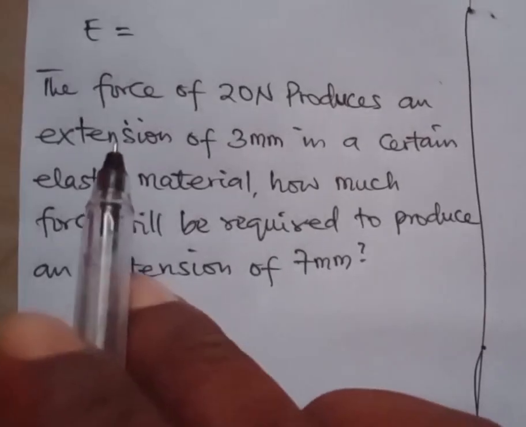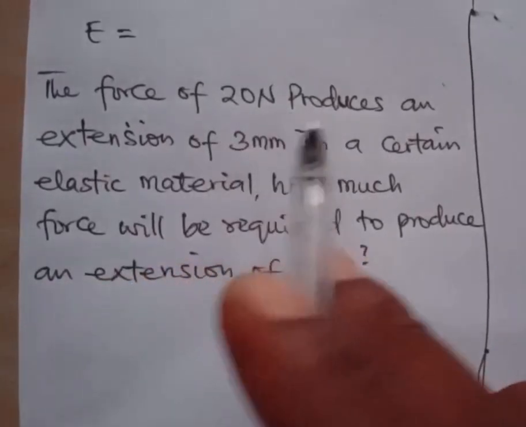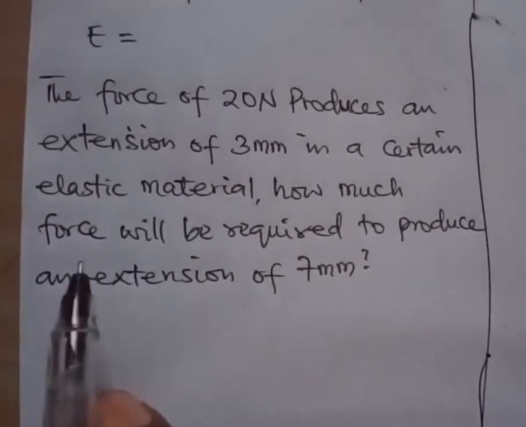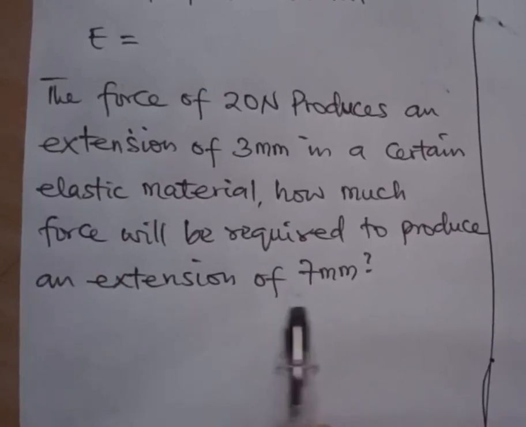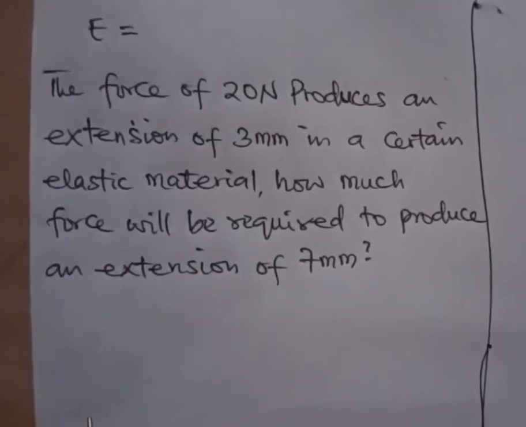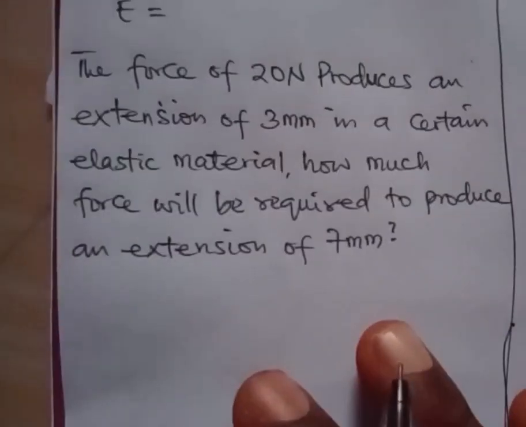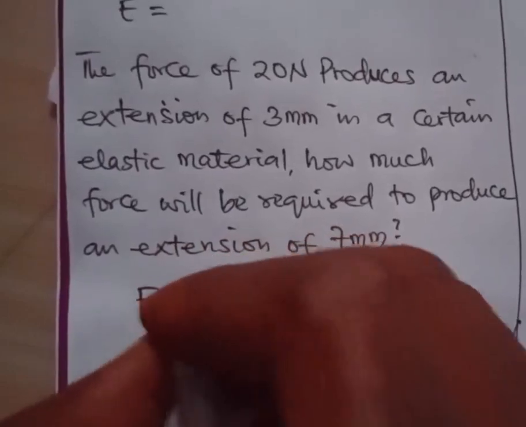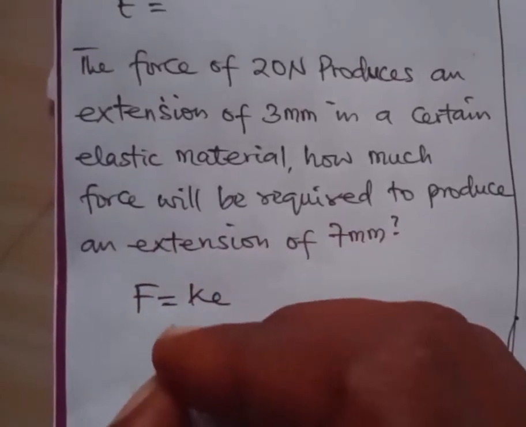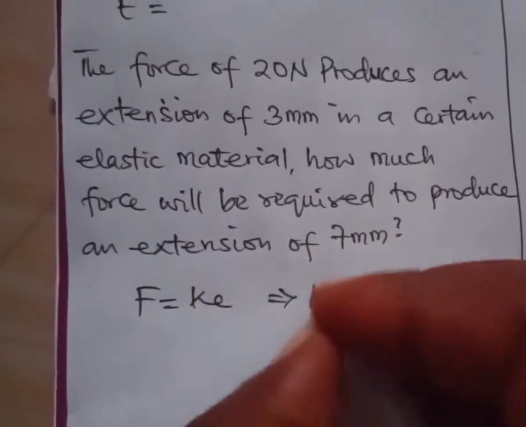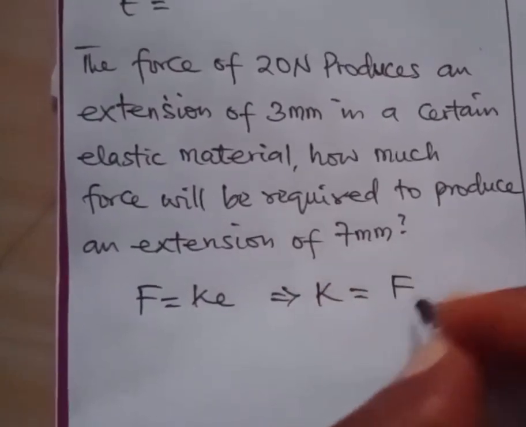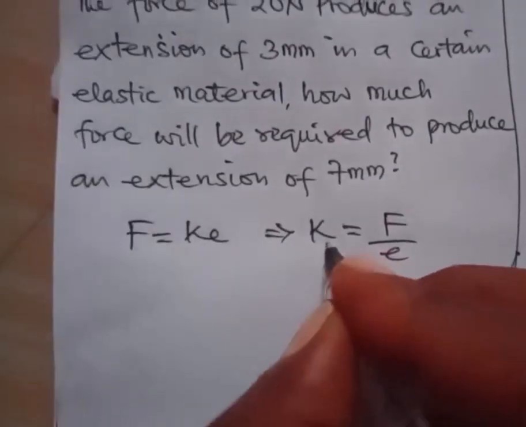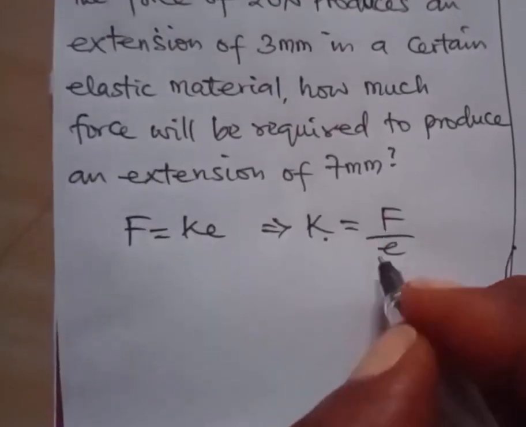This question says the force of 20 Newton produces an extension of 3 millimeters in a certain elastic material. How much force will be required to produce an extension of 7 millimeters? We can solve this in two ways. The first one is, since F is equal to Ke, it means that if we make K subject of the formula, K becomes F over e. Now we can find K by saying F over e.